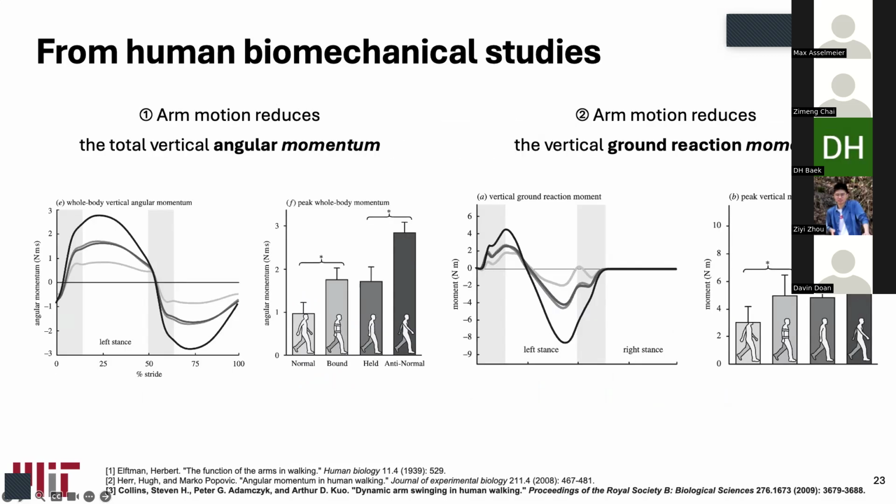Further studies of biomechanics also compare different scenarios, like the normal case, and sometimes they bind the human's hands or make the human walk with arms in phase, which is anti-normal. As you can see, in the normal case, it achieves the minimum whole-body angular momentum as well as the minimum vertical ground reaction moment around the contact foot, which is connected to the stability of the locomotion.